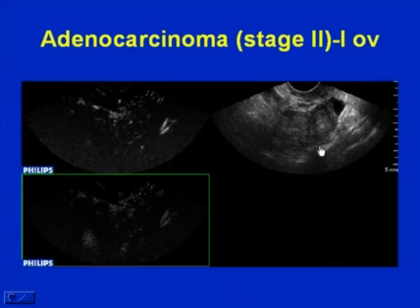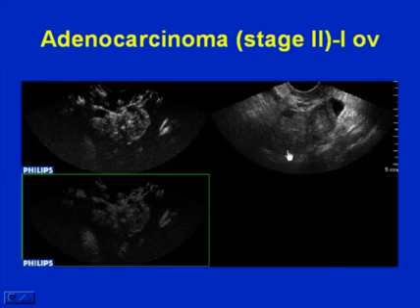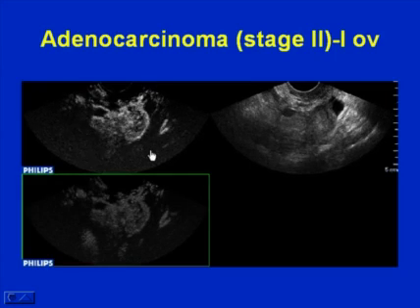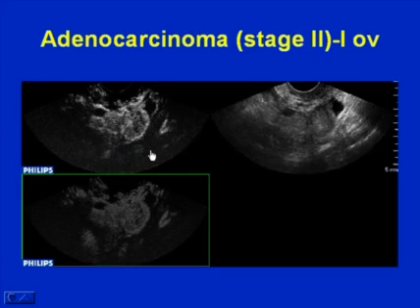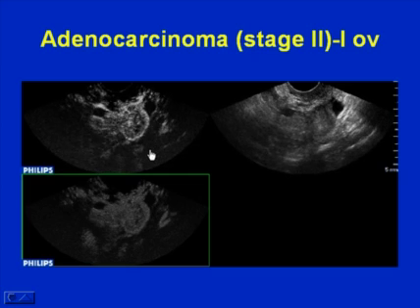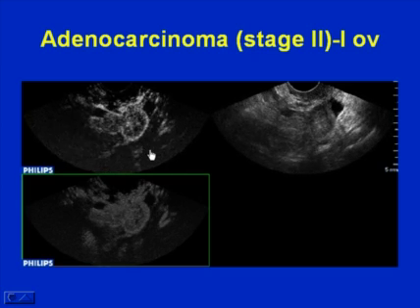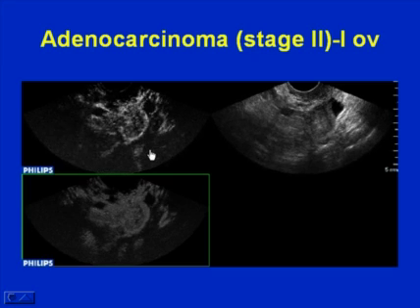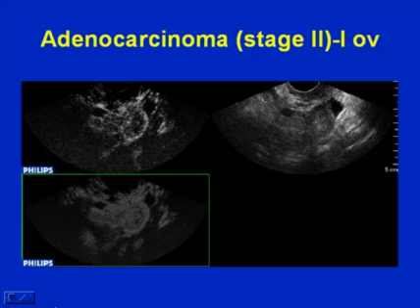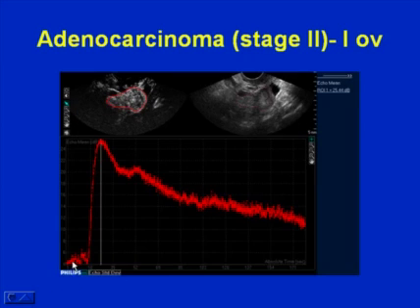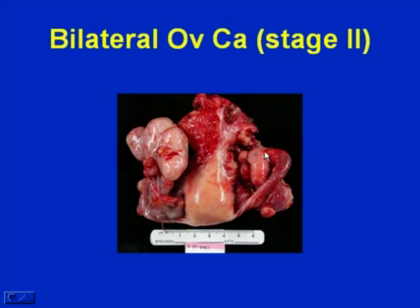This is the ovary and the other side, and you can see that it's enlarged, but note how there's marked increased vascularity in this ovary. Again, this is a patient with bilateral stage 2 ovarian cancer. And again, what we see is high peak, long dwell time. And this is the lesion itself. Here's the right ovary with a little cystic area in it, and this is the left ovary.